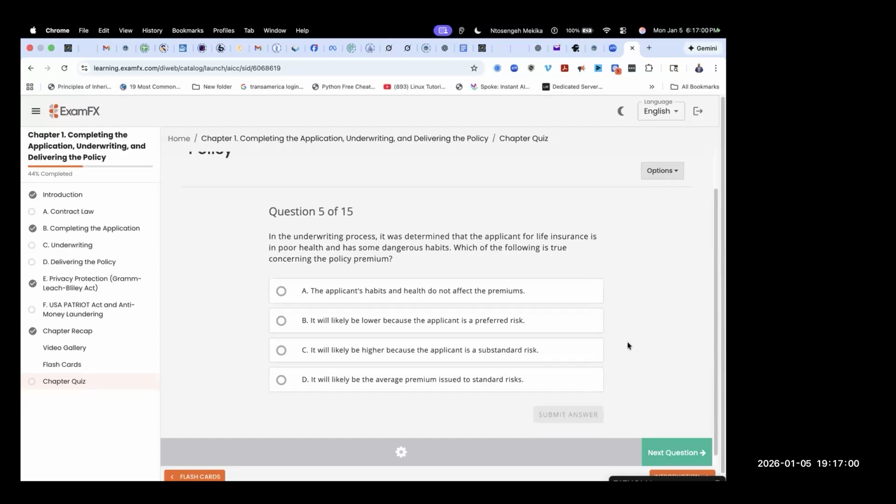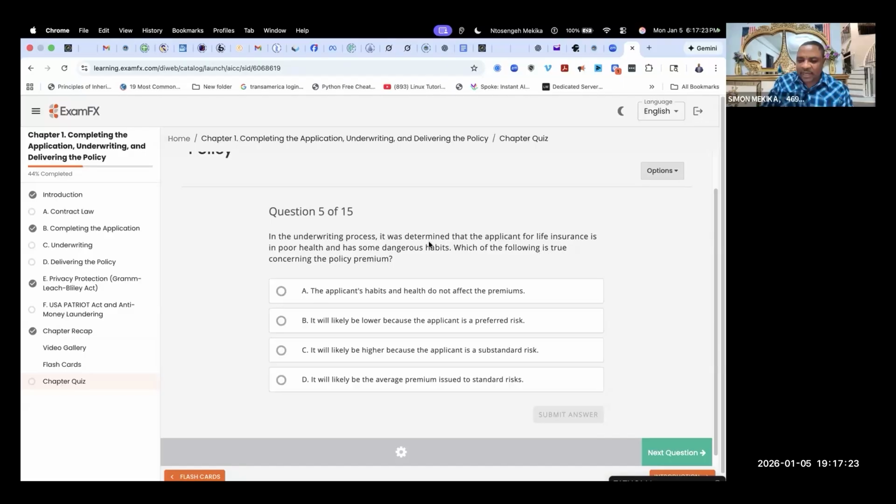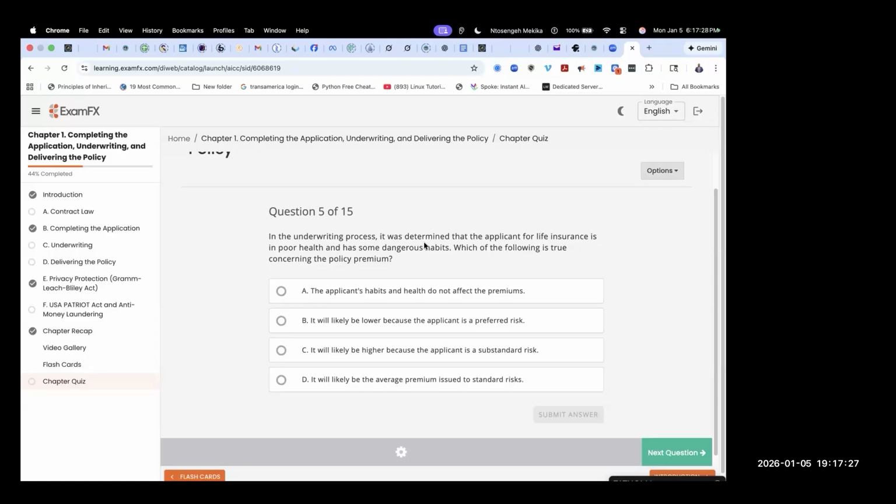The last question, number 5. In the common underwriting process, it was determined that the applicant for life insurance is in poor health and has some dangerous habit. Which of the following is true concerning the policy premium?